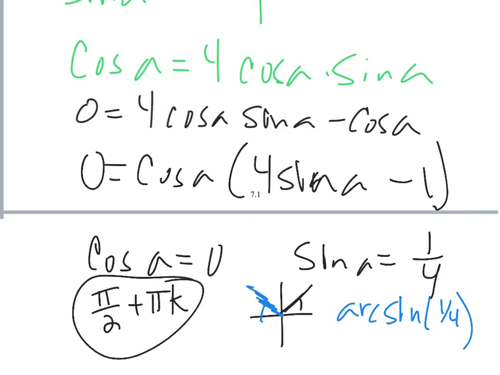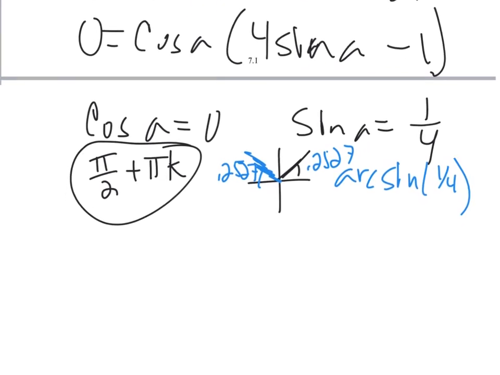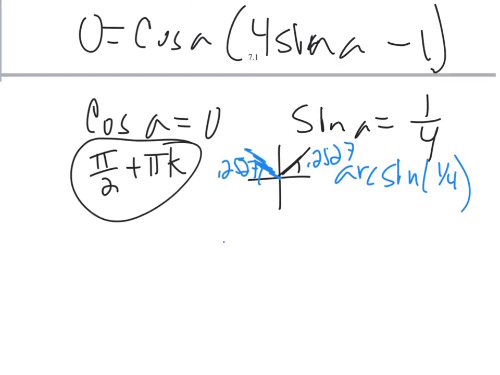Let's finish this part and we'll go check. So arc sine of 0.25, I'm getting 0.2527, and this is also 0.2527. So one of my answers is 0.2527 plus 2 pi k to get all the way around.